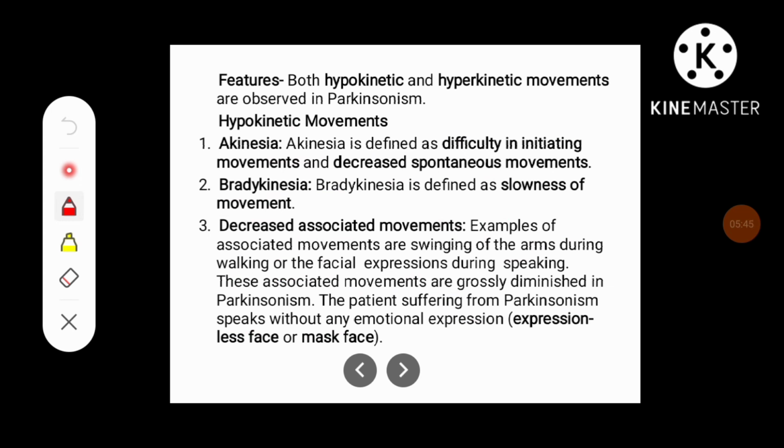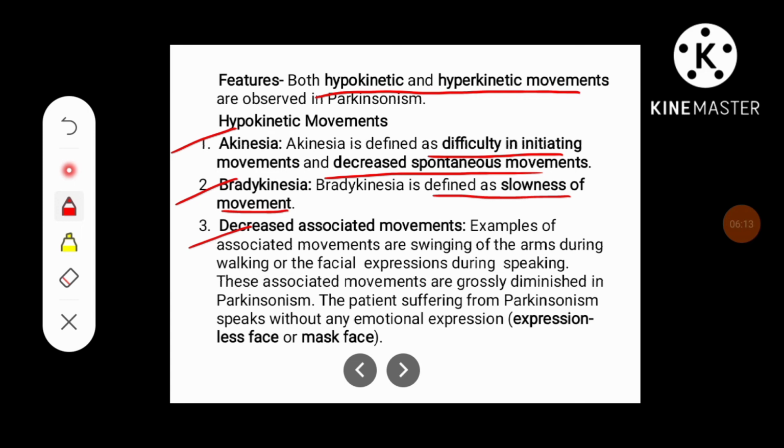Some of the features of Parkinsonism are that they can be both hypokinetic and hyperkinetic movements. Some of the hypokinetic movements are akinesia, bradykinesia, and decreased associated movements. Akinesia is defined as a difficulty in initiating movements and decreased spontaneous movements, whereas bradykinesia is defined as slowness of the movement.